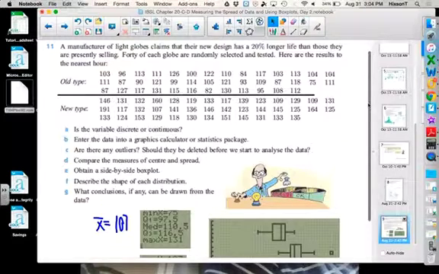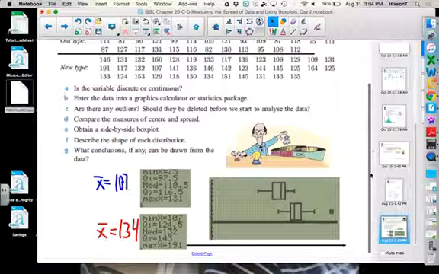Part C, the first part of that is kind of easy now that we've done the box plots. Yes, there is an outlier, that 191 in the new type. The question is, should it be deleted? How can you tell if it's an outlier? An outlier is something far away from all the data. How can you tell if it's far enough? We actually defined that on Friday.